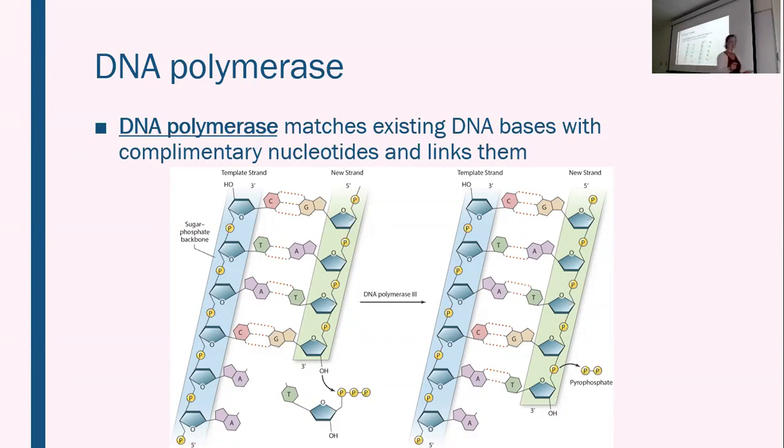It matches existing DNA bases with the complementary nucleotides, which makes that complementary strand. Specifically, these are little triphosphates, so they work like ATP. They come in here and attach to this hydroxyl, and we pop these phosphates off to attach a new nucleotide to it. We create a new phosphodiester backbone with complementary nucleotides in the middle. All right, boop.